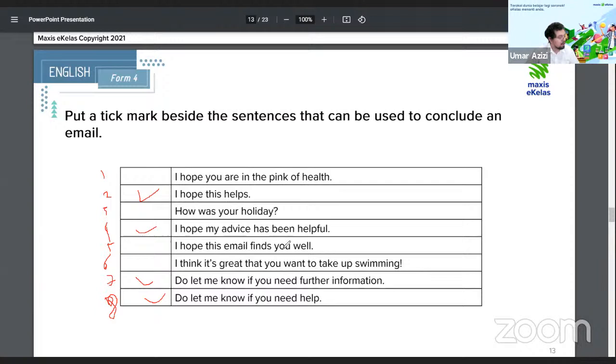Number 5, I hope this email finds you well, perhaps in the beginning. Number 6, I hope it's great that you want to take out swimming, perhaps in the middle. Number 7, do let me know if you need further information. Yes. And number 8, do let me know if you need my help. So yes, 2, 4, 7, 8.